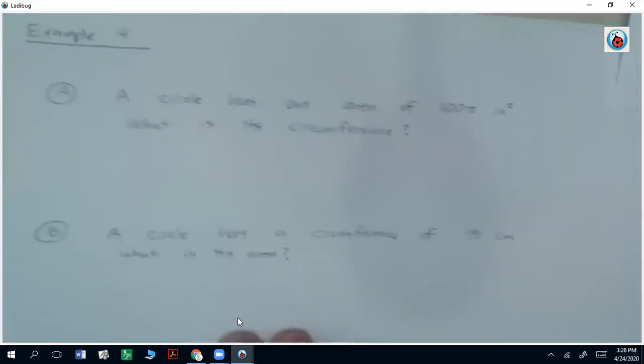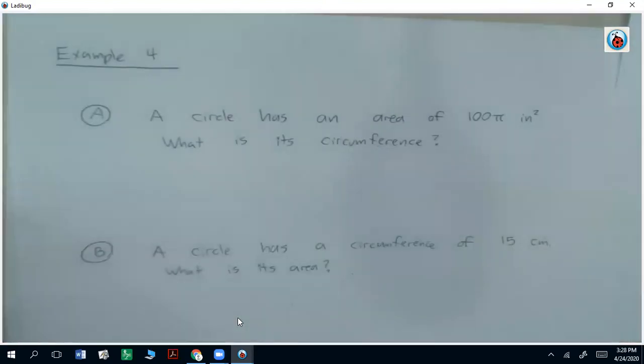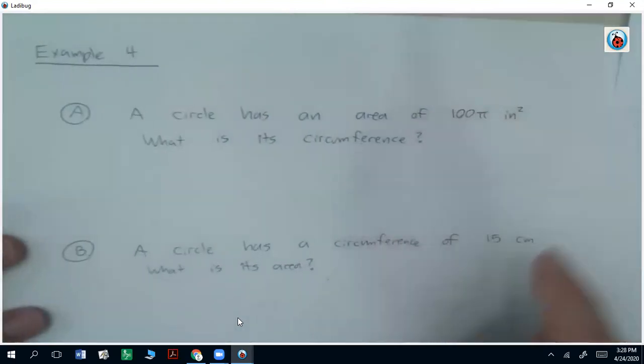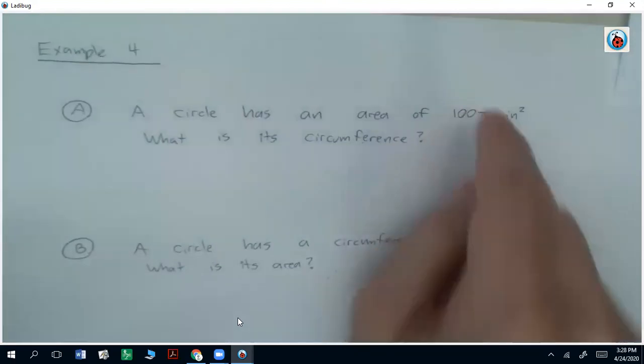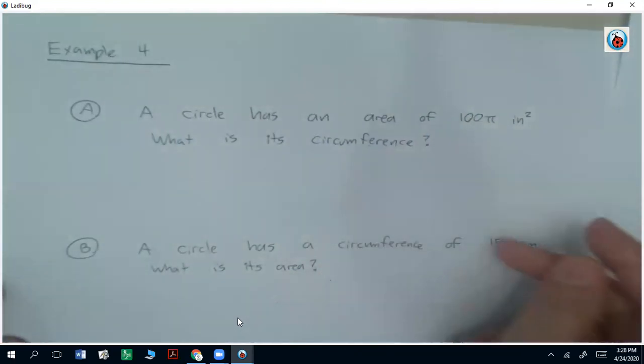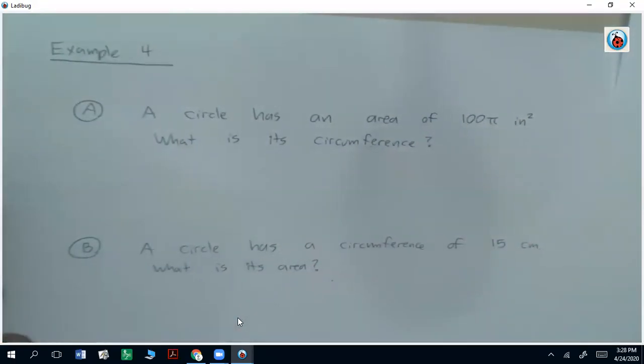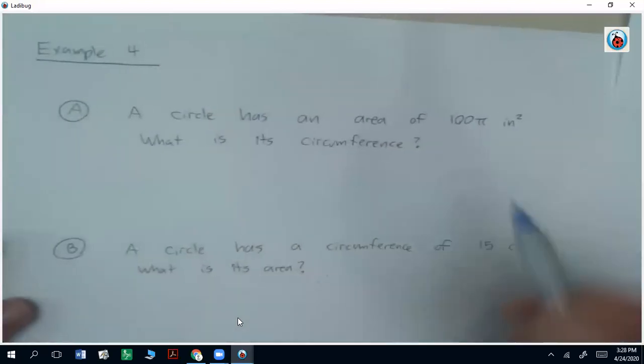All right, one last problem on here for you. And this is kind of doing the full, get the other measurement given one of either the area or the circumference. So if I give you the area, I want to know what is the circumference. If I give you the circumference, I'm going to want to know what the area is. So let's take a look at this.